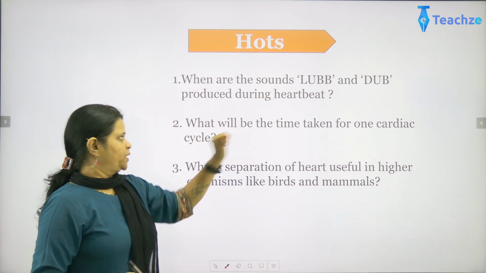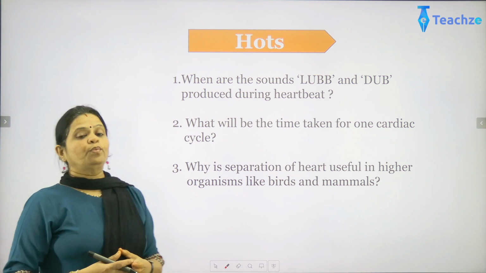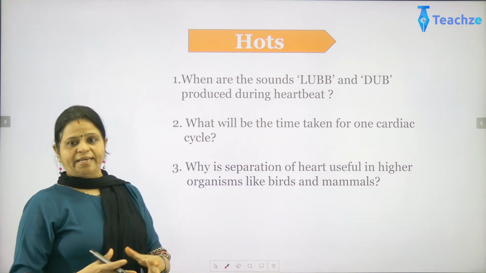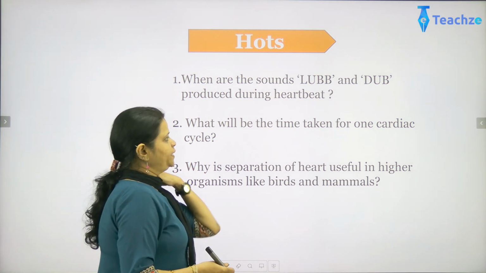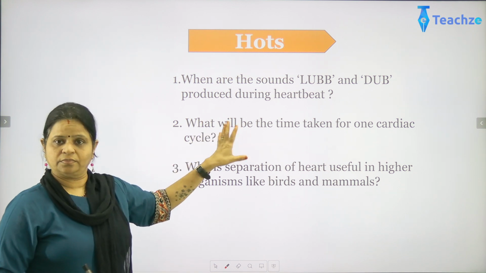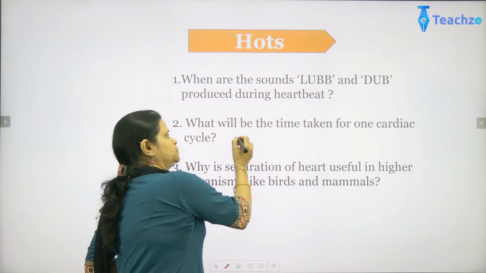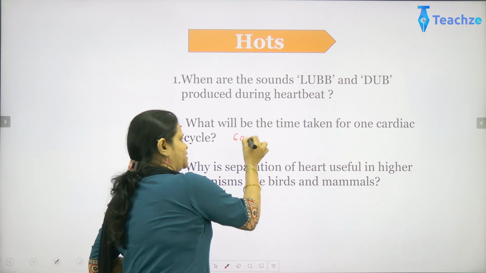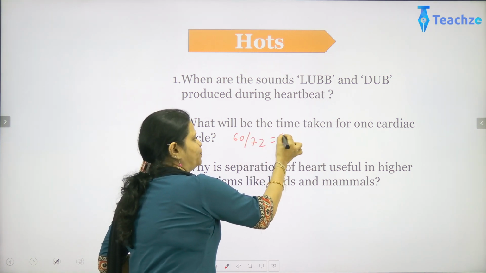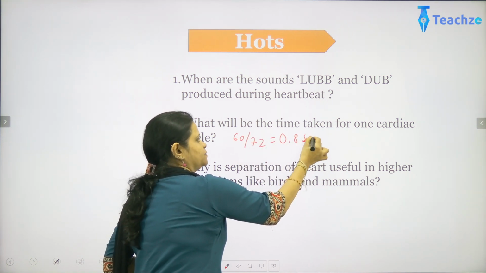Now what is the next one? What will be the time taken for one cardiac cycle? It will be divided as 60 by 72. It will take 0.8 seconds.